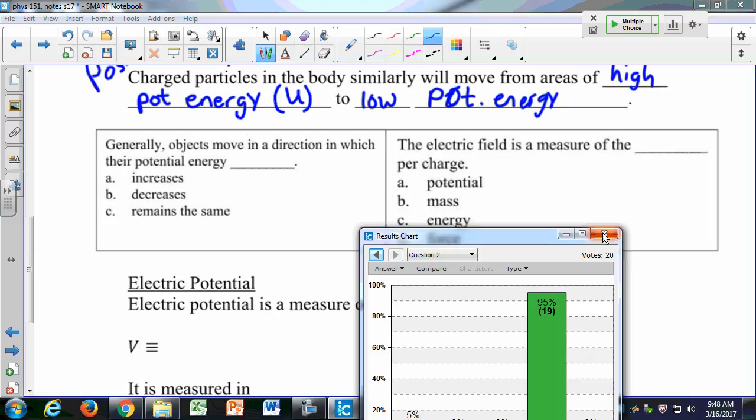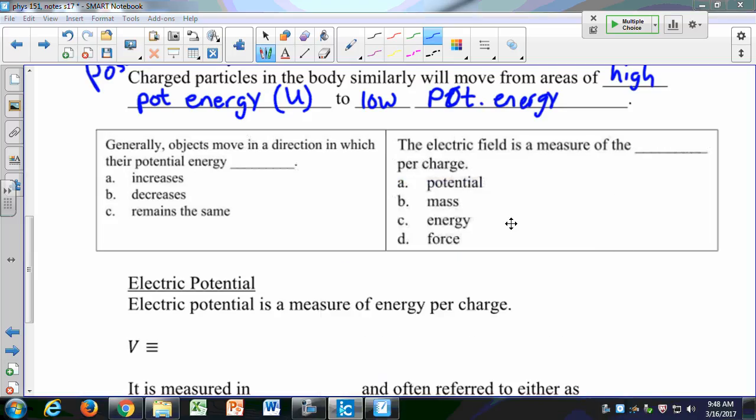Okay, very good. D is right. It's a measure of force per unit charge. Remember, our electric field is defined as F over Q. You have forces, you have fields, which are force per unit charge, and then next we'll have potential, which is energy per unit charge.